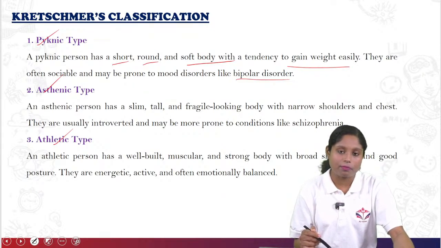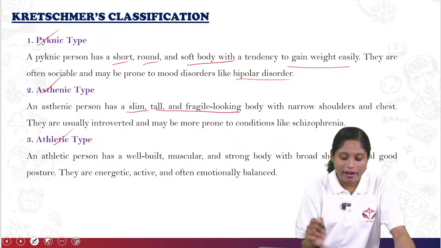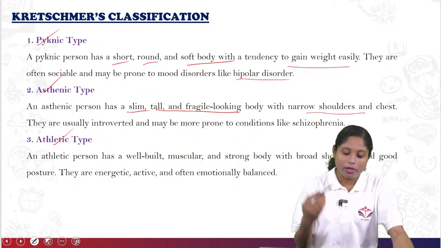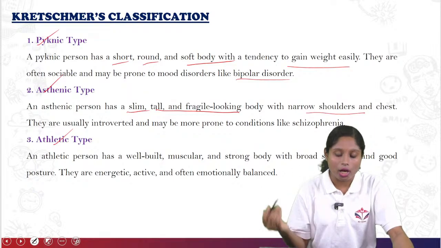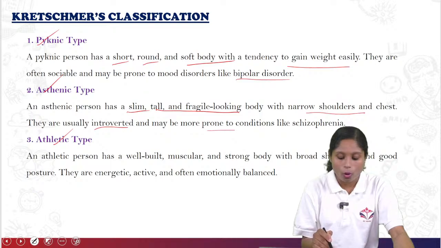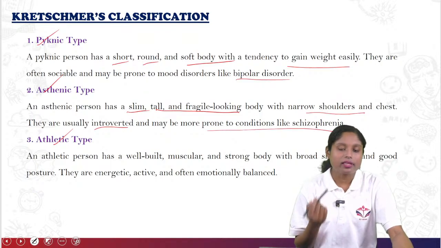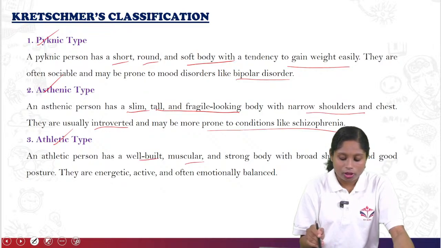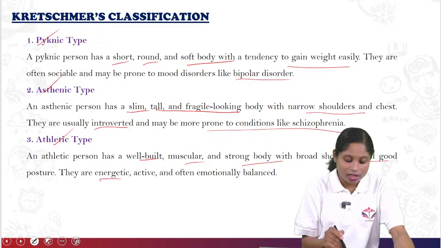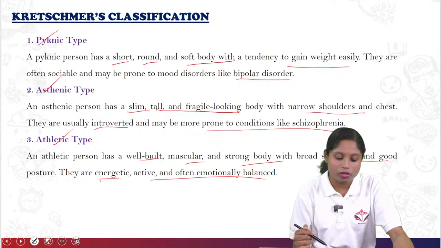Now asthenic type. So what is asthenic type? An asthenic person has a slim, tall and fragile looking body with narrow shoulders and chest. Also they are usually introverted, and may be prone to conditions like schizophrenia. Next is athletic type. An athletic type person has a well-built, muscular and strong body with broad muscles and good posture. They are energetic, active and often emotionally balanced. So this is Kretschmer's classification.